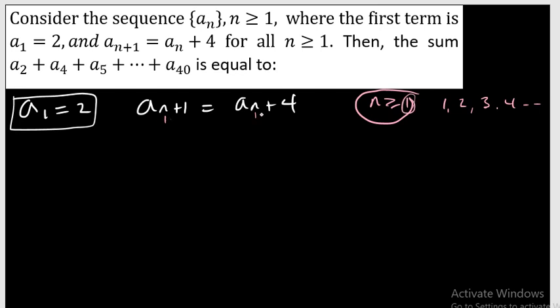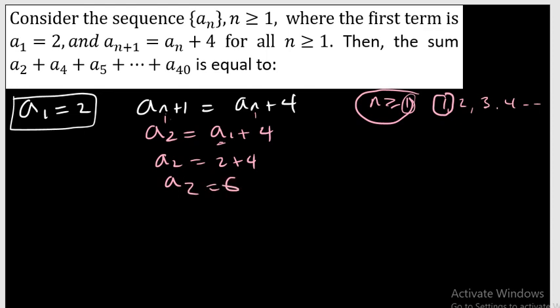So let us try to insert numbers from 1. Let's insert here in place of n. When you insert 1, 1 plus 1 will be a2, which is equal to a1 plus 4, because when we take 1 in place of n, we have to substitute every place of n. So what's a1? That's 2. So a2 is equal to 2 plus 4. So a2 is equal to 6. Okay, we got it. a2 is 6.